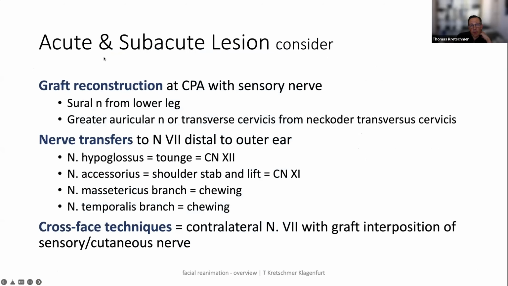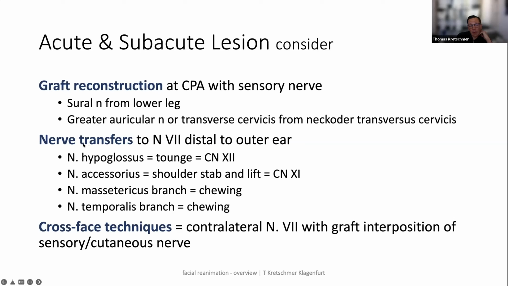So in an acute or even subacute lesion, I think we should consider direct graft reconstruction at the CPA with a sensory nerve. So you already heard that quite local is the greater auricular nerve. There could also be the transverse cervical or the sural nerve from the leg.